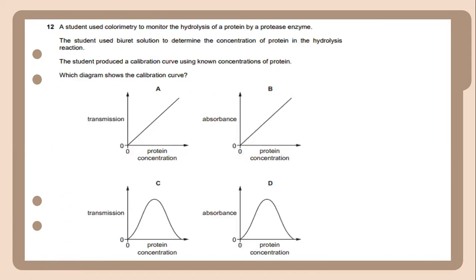A student used colorimetry to monitor the hydrolysis of a protein by a protease enzyme. The student used blue-red solution to determine the concentration of protein in the hydrolysis reaction. The student produced a calibration curve using known concentrations of protein. Which diagram shows the calibration curve? So, for this question, the answer will be B. The absorbance versus protein concentration, and you get this value.